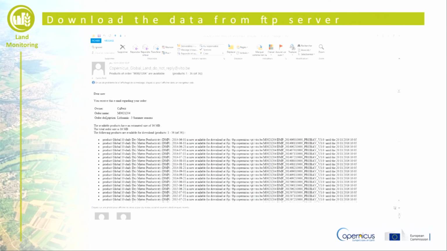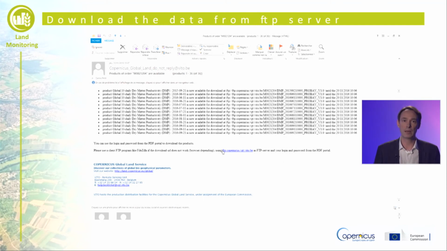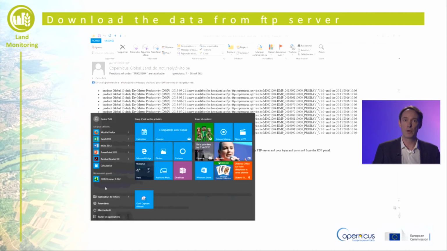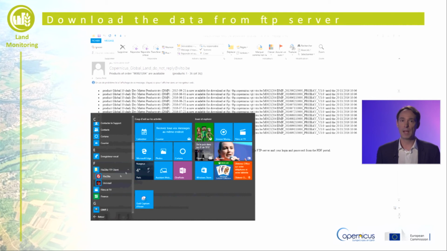Once the ordered data are made available, you can download them. Look at this fourth video. Look at the delivery email informing that the products are available. Then go to the FTP site of the provider with FileZilla. Please follow the FTP link given in the email. Enter your login and password of the Copernicus Global Land Service and drag and drop your package.